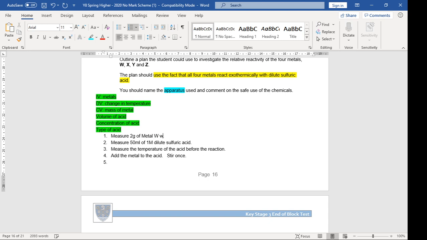Measure 2 grams of metal W with a balance. Measure 50 millilitres of 1 molar dilute sulfuric acid using a measuring cylinder. And this is kind of the importance of reading the question, because otherwise I would have missed some marks. Measure temperature of the acid before the reaction with a thermometer. Add the metal to the acid, stir once with a glass rod or a stirring rod. Wait until the temperature increases and then starts to go down again.